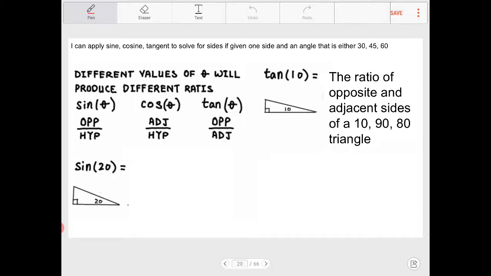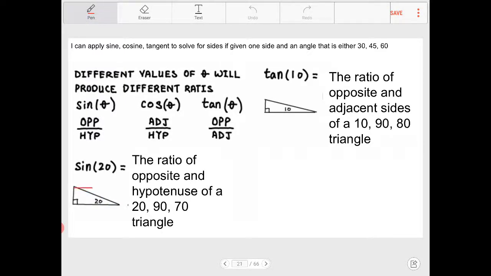Sine of 20 degrees, okay? I have 20 degrees here. And then sine of 20 degrees means, again, the ratio between opposite to the hypotenuse. So, what does that mean? Well, here, this is the opposite side, and this is the hypotenuse here. We're expecting a ratio of opposite and hypotenuse of this 20, 90, 70 degree triangle. So again, this is going to be a small ratio. It's going to be something small. We expect it to be less than 1.